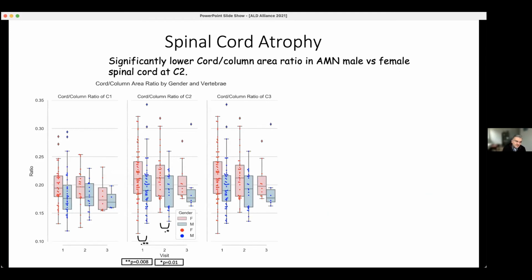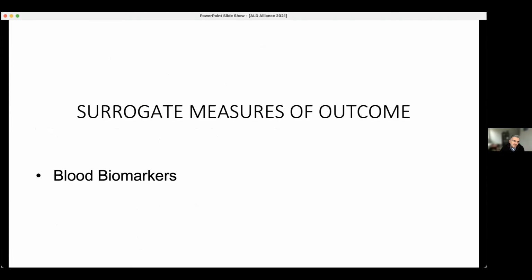We also have looked at spinal cord atrophy, and we see, as was also reported by the Dutch, that there is significant atrophy in the spinal cord. It seems to be pretty pronounced already at baseline, and it's more severe in men than in women, but also there isn't a dramatic change over 2 years again. So it's not a great measure of change. So not great overall.